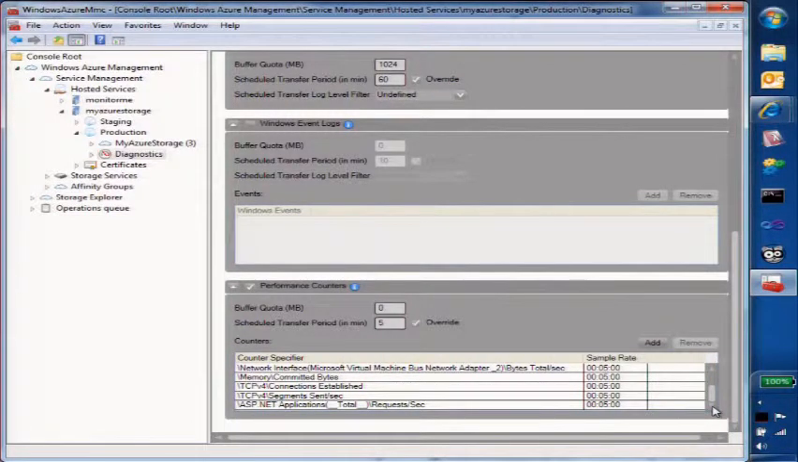These are the settings for collection. So once I configure this, my role is now buffering all this stuff up locally. But it's all just local. It's still on the disk at this point.